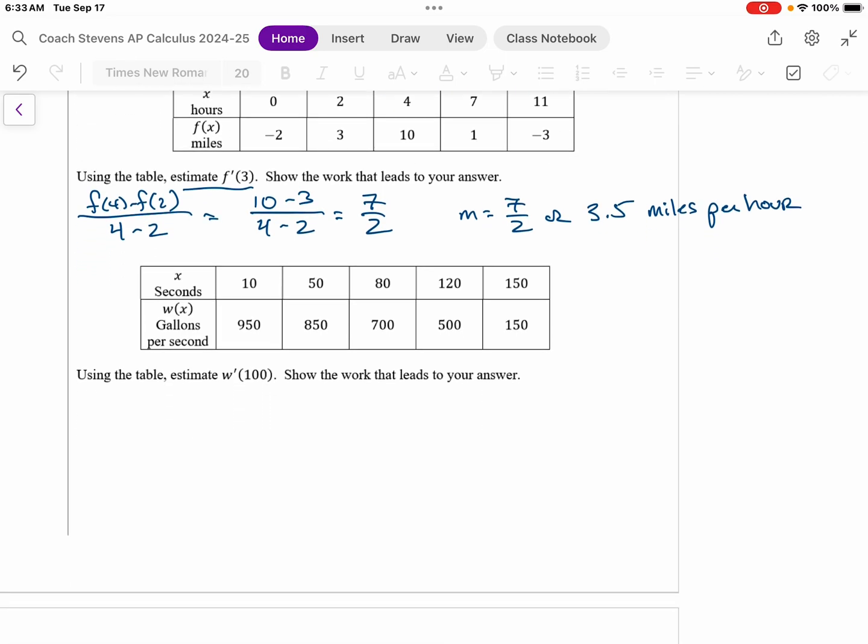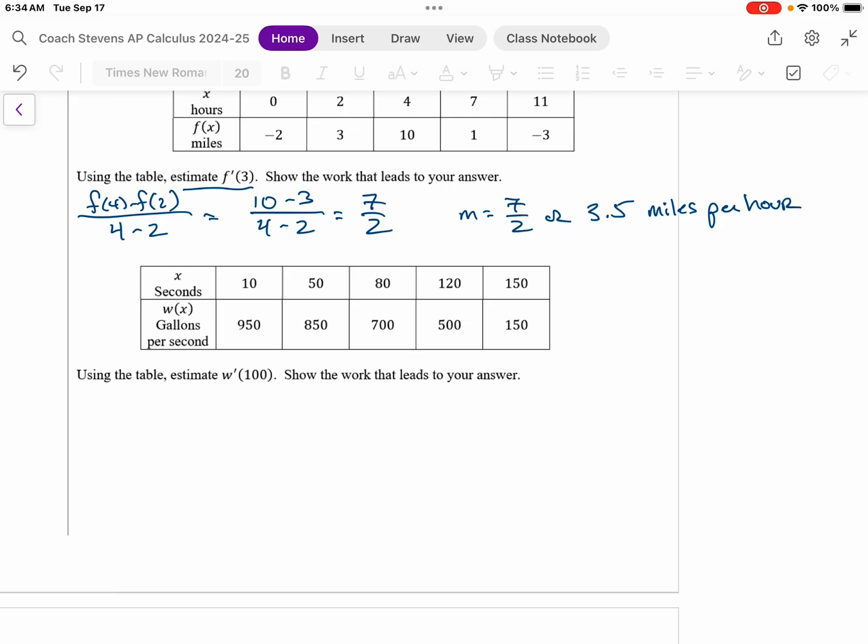Last one here says using the table, estimate what y prime of 100 is, show the work that leads to your answer. So again, you are very rarely allowed to just write down an answer in calculus on a free response and get credit. It really doesn't happen. Even if you wrote down the right slope but showed no work, that slope answer may be worth 1 point, but the work may be worth another 2 points. So you would get a 1 out of 3 as opposed to a 3 out of 3, even though you got the right answer. That's why we're trying to show all the work on every single problem, so we don't have to worry about it when we get to free response questions.